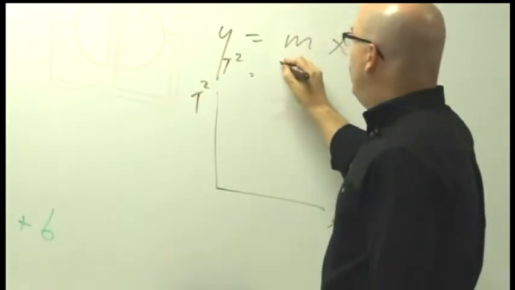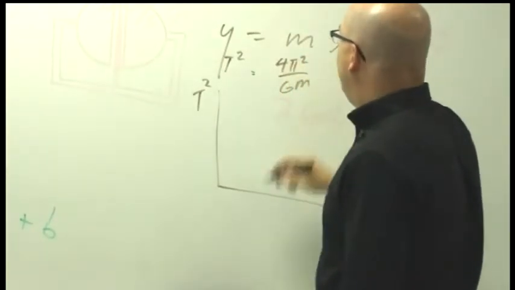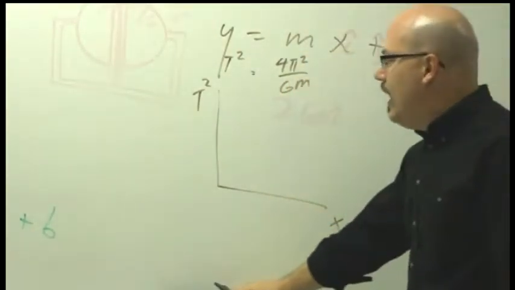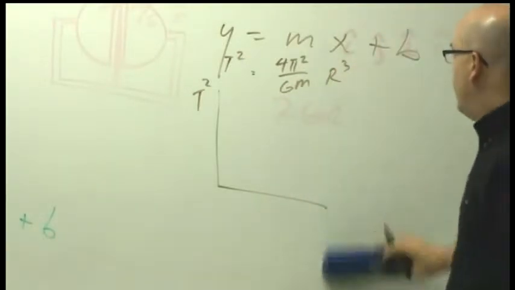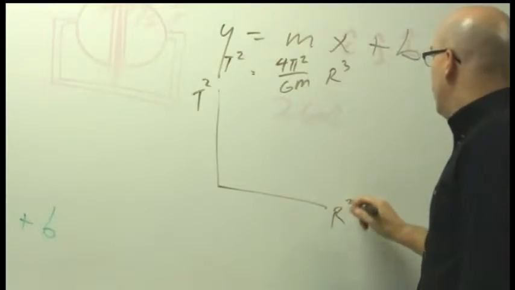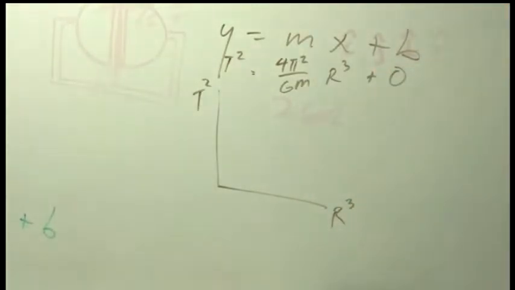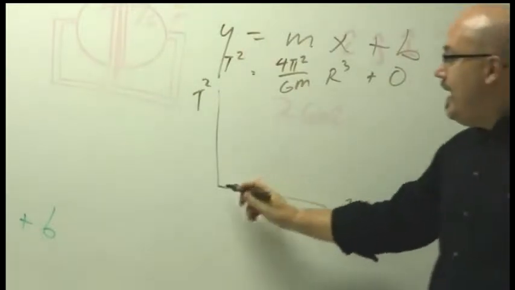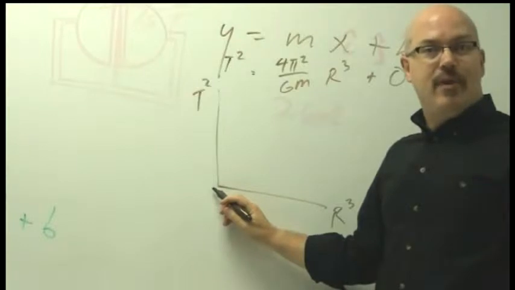I would have 4 pi squared over GM. That's my slope. I'm going to have r to the third on the x-axis, and it should be plus 0. Now, it may not be plus 0. It may actually cross somewhere other than 0, 0. That would be an experimental error.